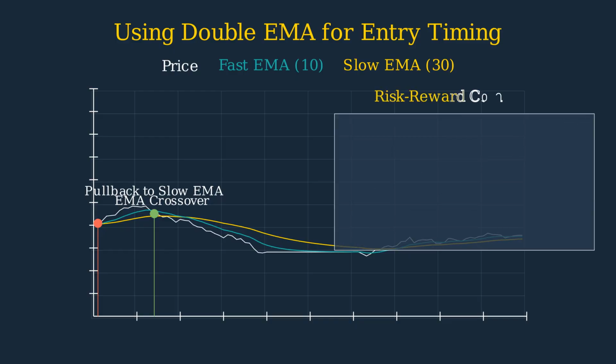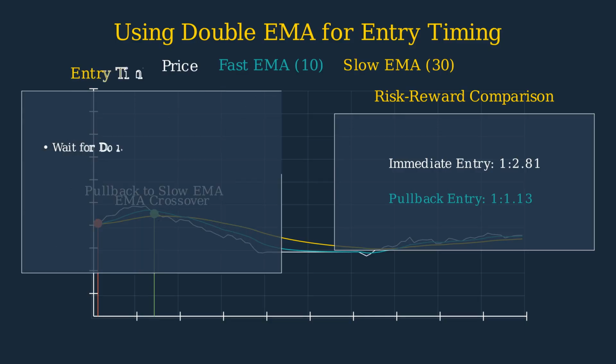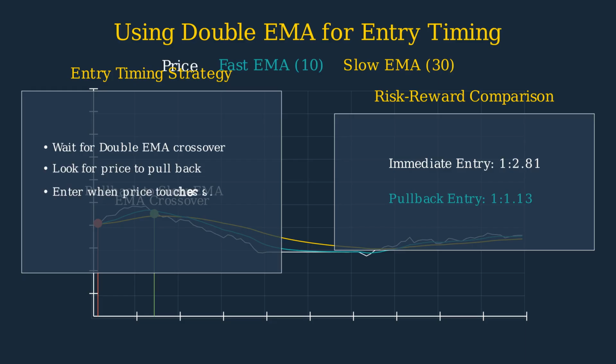When you wait for a pullback to the slow EMA after a crossover, you typically enter at a more favorable price. This approach often provides a better risk-reward ratio. As you can see, the pullback entry offers a significantly better risk-reward ratio compared to entering immediately at the crossover. Here's how to implement this entry timing strategy effectively with double EMA. By waiting for this pullback, you reduce your risk while maintaining the potential reward, resulting in a more efficient trading approach.